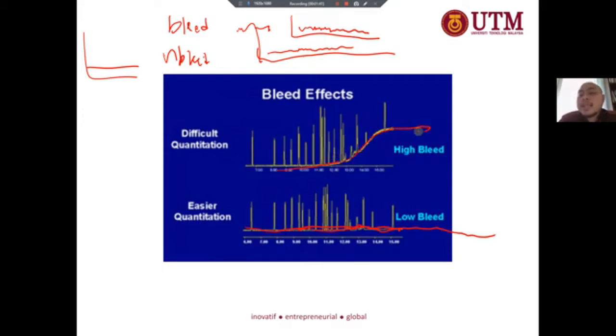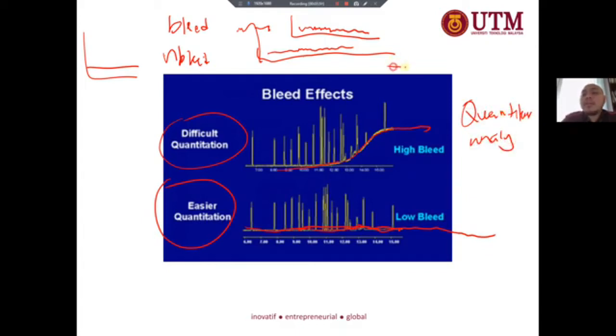So what is the effect? The problem is with the quantification. The bleed is not good for quantitative analysis. Why? For example, you have a clean baseline, compared to the one that has a jagged baseline. Sorry, maybe my drawing is not that good.